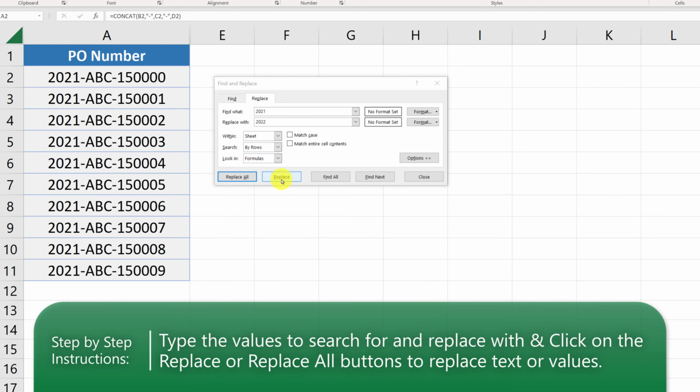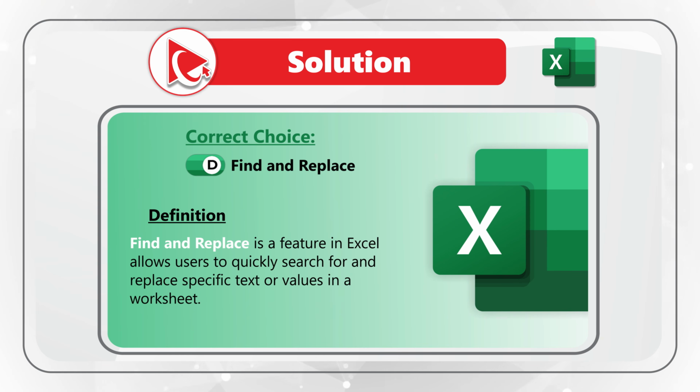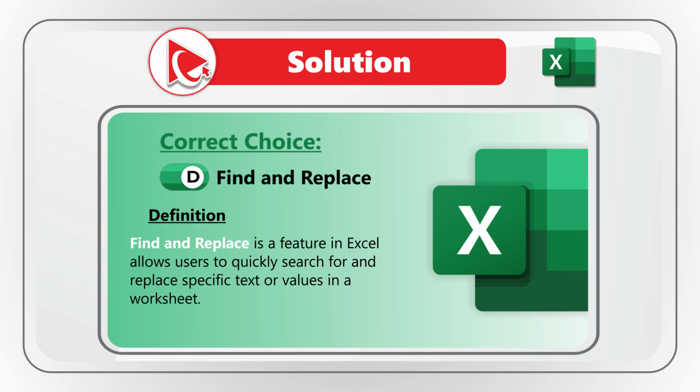I am going to demonstrate 2 ways of doing the replace. Let's find the first value first. We click Find Next, and Microsoft Excel pointed us to row 2. Here we can click Replace, and it will replace the value in row 2 from 2021 to 2022. We can also use the feature called Replace All, which will complete the remaining 9 replacements. So I believe the correct answer here is choice D, Find and Replace.